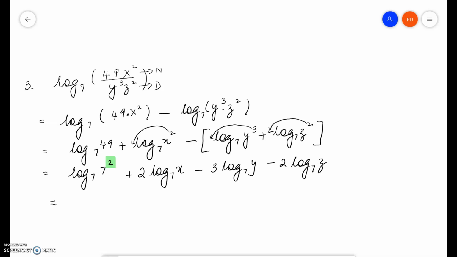We're almost done, except that here log of 7 squared to the base 7 is 2. Plus 2 log x to the base 7 minus 3 log y to the base 7 minus 2 log z to the base 7, and we are done.